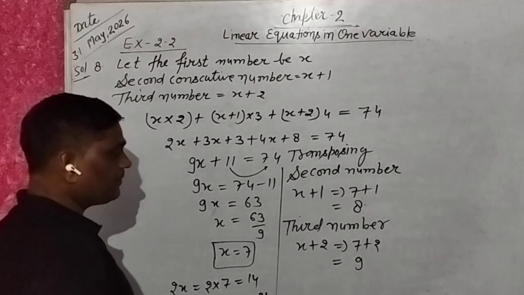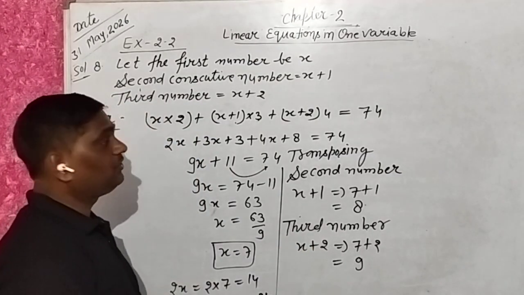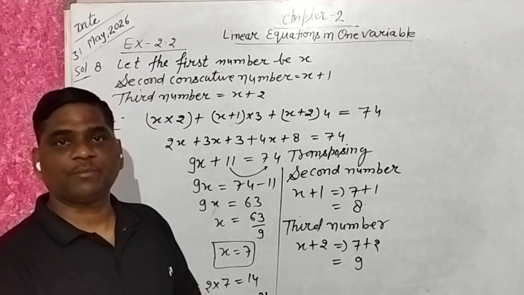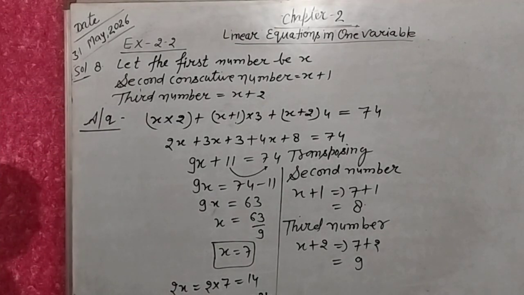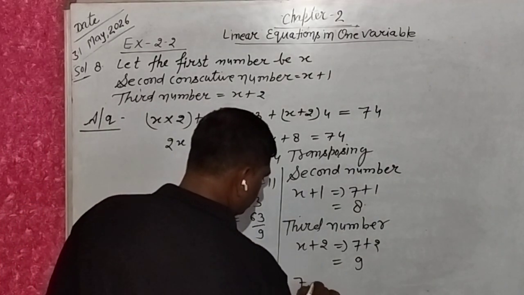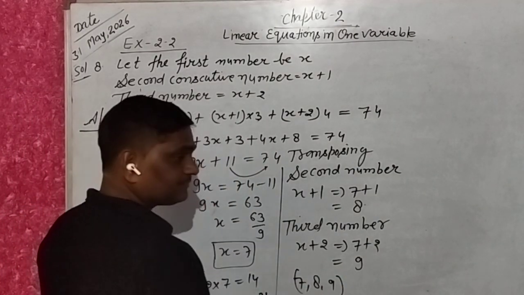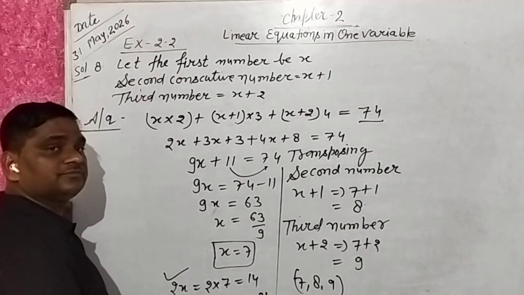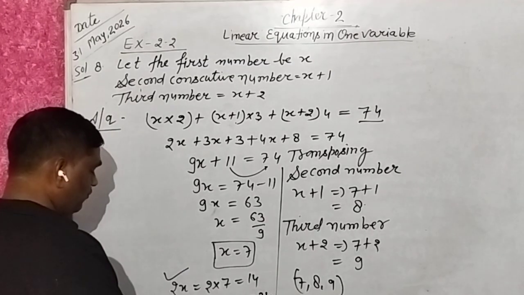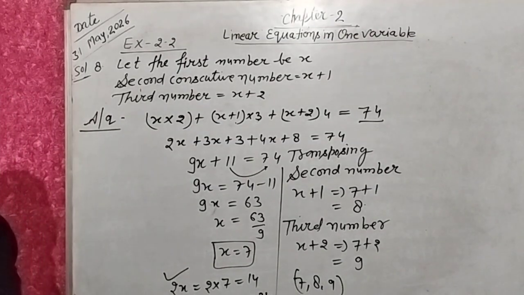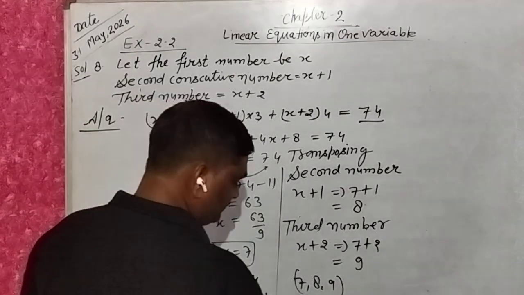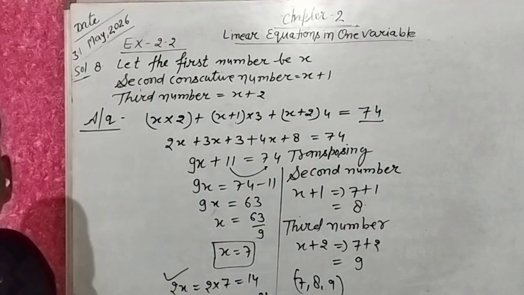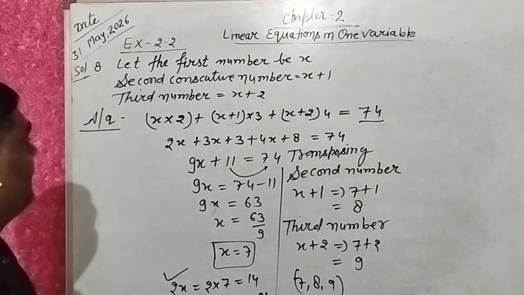Are you understanding? Normally, if you ask the question, you get the numbers 7, 8 and 9. But if you ask in increasing order with the multipliers, then you get 14, 24, 36. Are you understand? Yes. Write down. Next question.